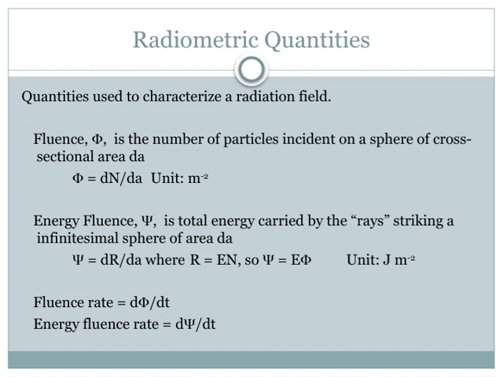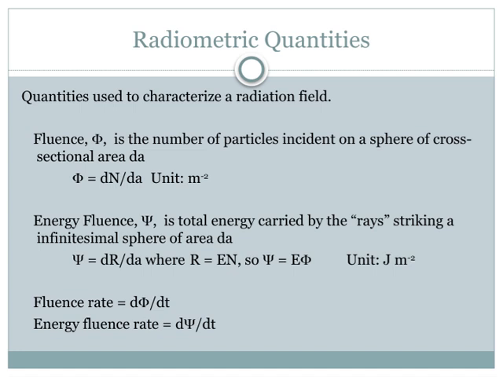Mathematically, it's expressed as dN divided by dA, and its unit is per square meter, or m^-2. Moving on, we have the energy fluence, symbolized as Ψ. This measures the total energy carried by these rays that hit an infinitesimal sphere of area dA. If we think about R as the energy per particle, R equals E times N, where E is the energy of each particle. So the energy fluence equals E times the fluence. Its unit is joules per square meter, J/m^2.